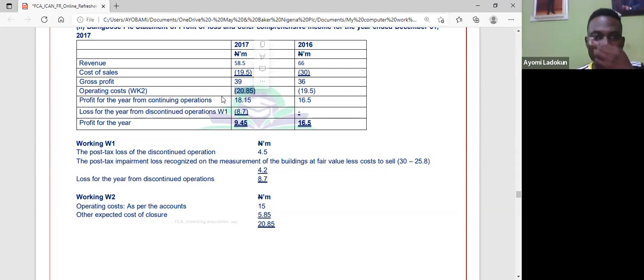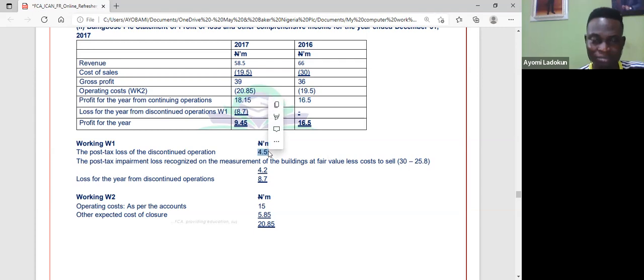Is that okay? So when I do that, if I remove that cost from my gross profit, I will now have profit from continuing operations. Did you see that? Profit from continuing operations. Now, the standard is saying that you must show the post-tax profit or loss of the discontinued operations. So when I look at my question, look at profit before tax for the retail outlet in 2017. It was actually a loss, 4.5, and that is the post-tax loss, not profit in this case. So that's how we got this 4.5.